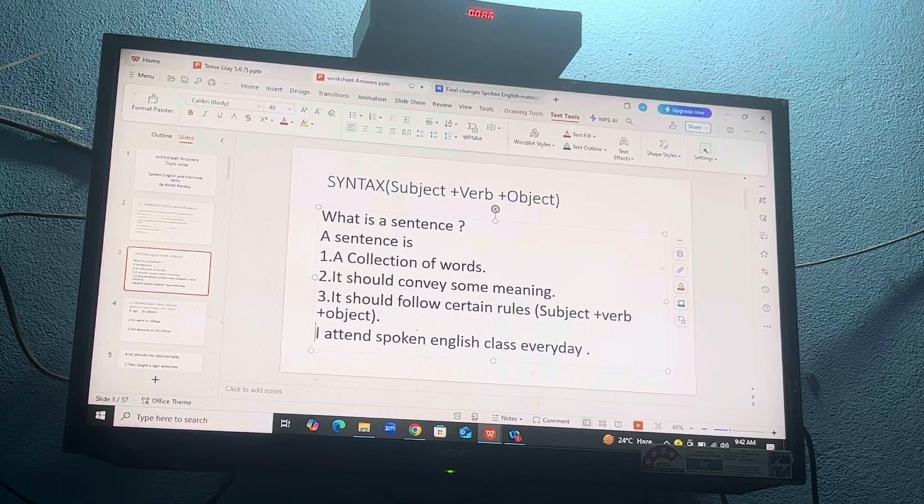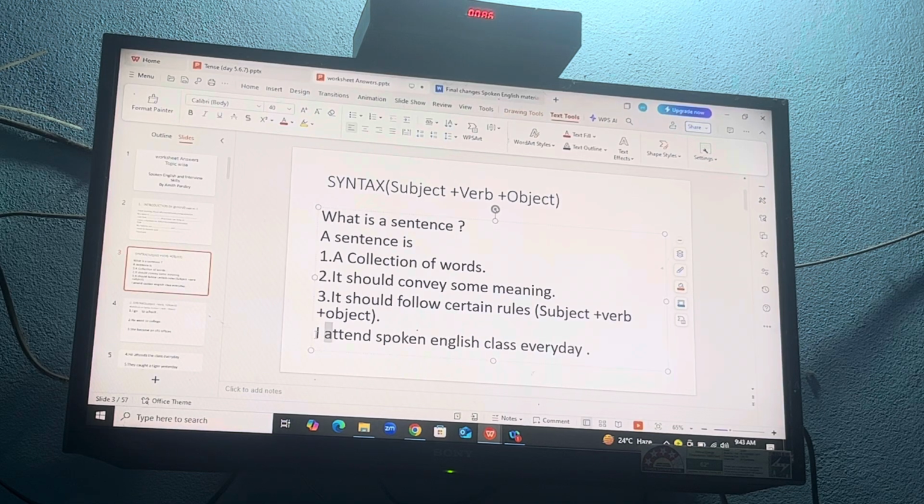So what is the subject here? Let me write for you. Always the first word is known as the subject. Let me remove this. Now, attend spoken English class every day. What is the meaning, by the way? Attend spoken English class, it means who attends. I attend, you attend, they attend, who attends? So always remember, without a subject, I repeat, without a subject, you can't have a sentence.